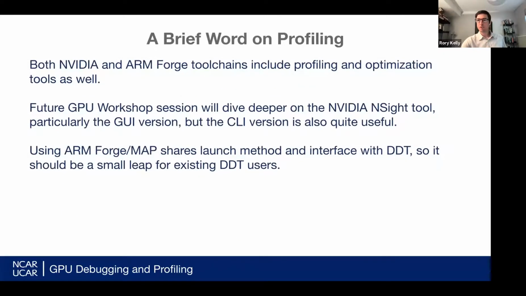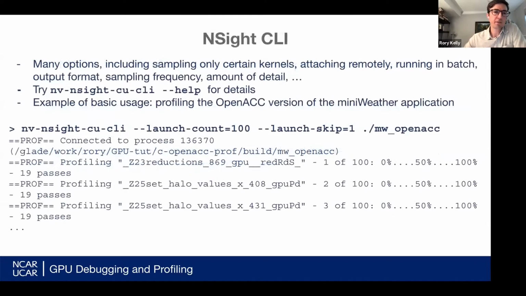I'm going to cover profiling real briefly in my 6 remaining minutes here. I just want to say that both of these tools, both the NVIDIA toolchain and the ARM toolchain, do have profilers. In a future workshop session, Daniel's going to talk a lot more about NVIDIA's Insight tool, and particularly the GUI version. So I'm just going to briefly mention the CLI version of that tool here. The CLI version is a pretty useful tool. And then I'll talk a little bit about MAP. So this is just the CLI version for NVIDIA's profiler tool.